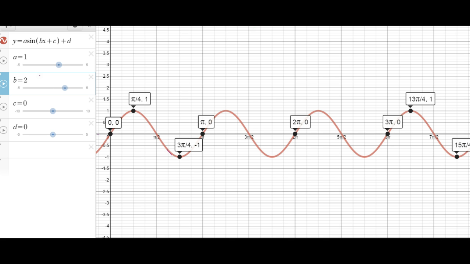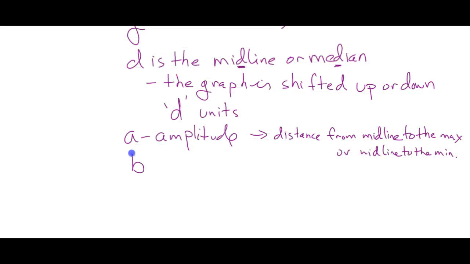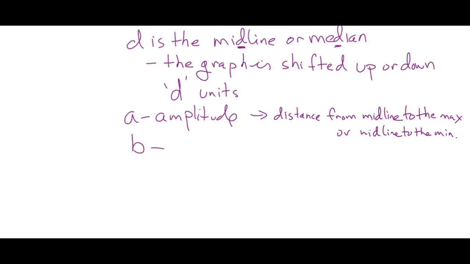All right, so here's the deal. B. Not the period. See, D is the midline. If D is 3, the midline is now at 3. If D is -2, the midline is at -2. If A changes to 5, the amplitude is 5. B changes the period, but it is not the period. The normal period is 2 pi.